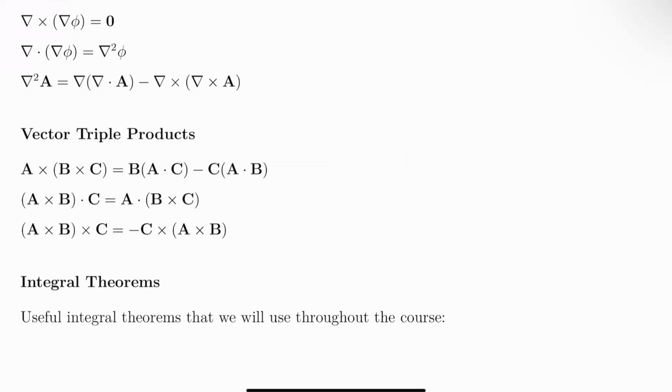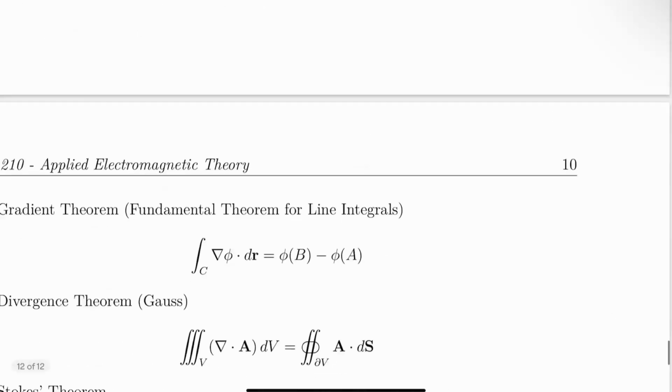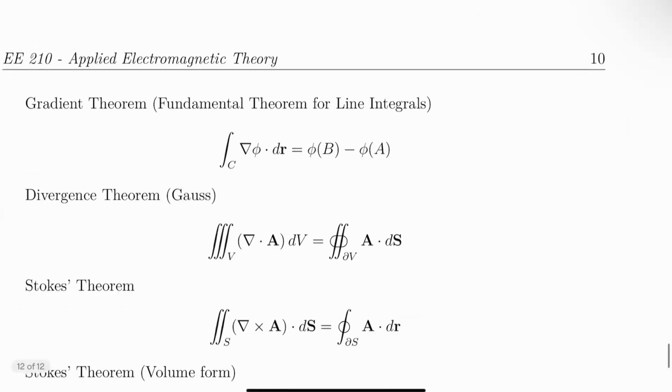Okay, so moving on to integral relations. This is a very important relationship. This is the fundamental theorem of line integrals. When you take the integral of a gradient along a certain direction, this is nothing but the directional derivative, right? Gradient of phi dot dr is nothing but the directional derivative of phi along r, right? And we kind of saw that in the beginning.